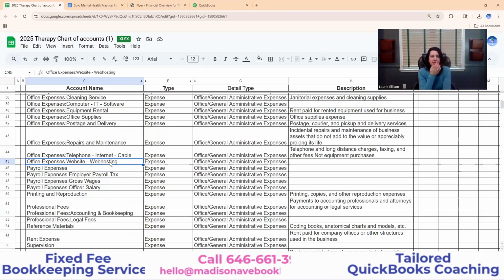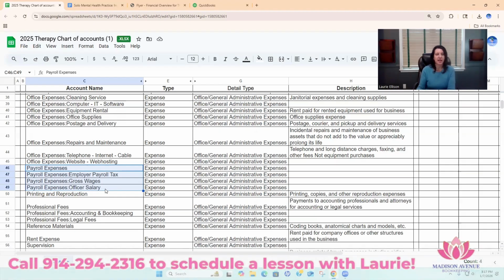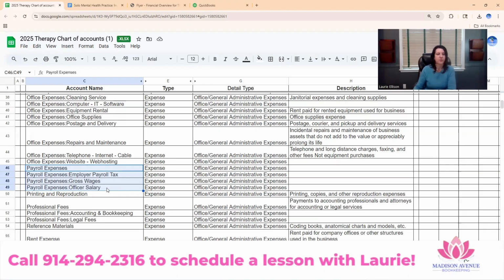Then we have website, web hosting, and then payroll expenses. If you are a solo practitioner, it will depend on what type of entity you are. If you're an LLC and you have no employees, you're not going to need payroll expenses because you don't take payroll. But if you are a corporation such as an S Corp, you pay yourself via a payroll company like Gusto or ADP or Paychex or even QuickBooks payroll, then you would need these categories.